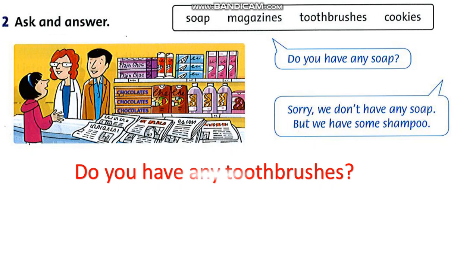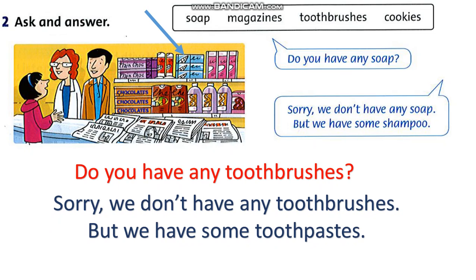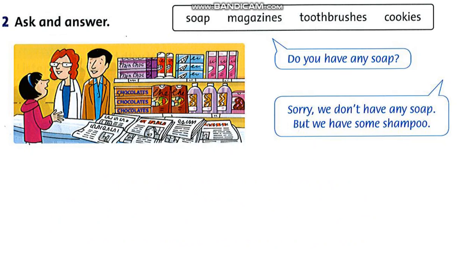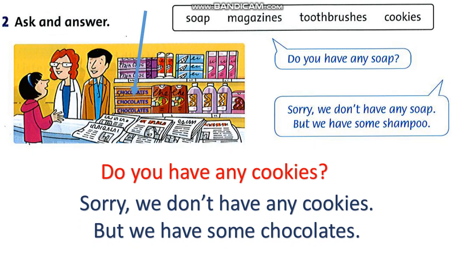How about toothbrush? Do you have any toothbrush? Can you see toothbrush? No. Sorry, we don't have any toothbrush, but we have some toothpaste. And the last one, cookies. Do you have any cookies? Sorry, we don't have any cookies, but we have some chocolate.